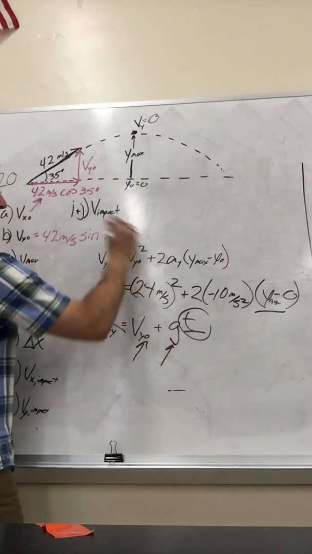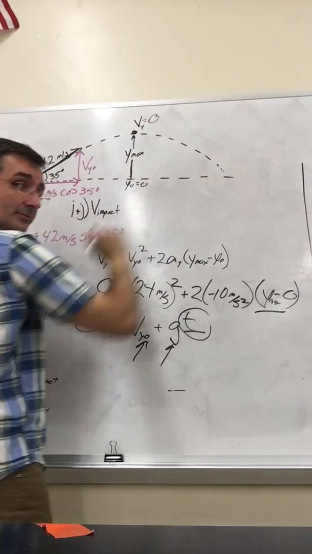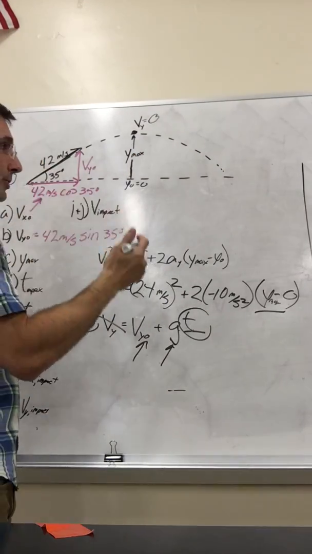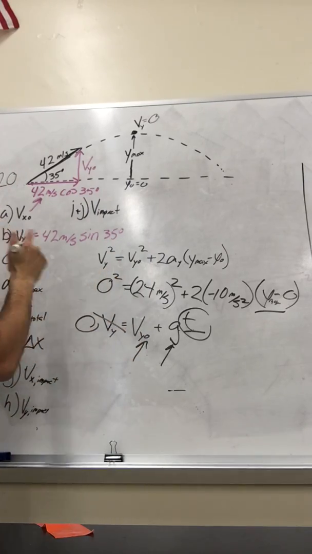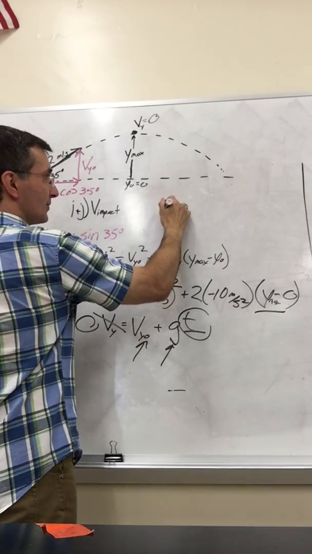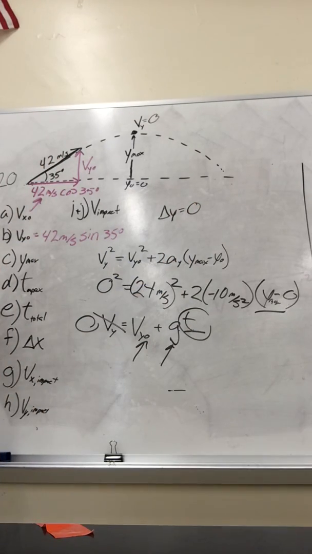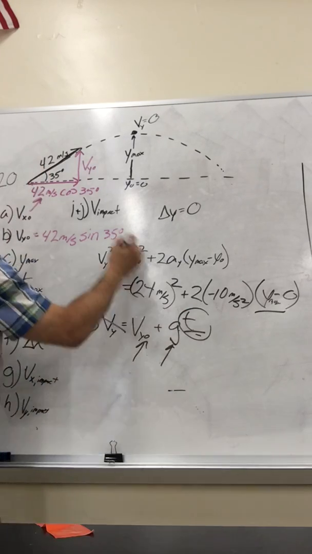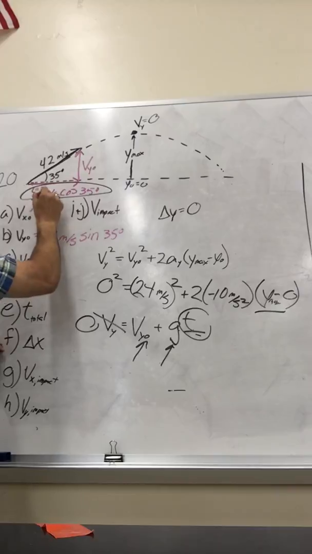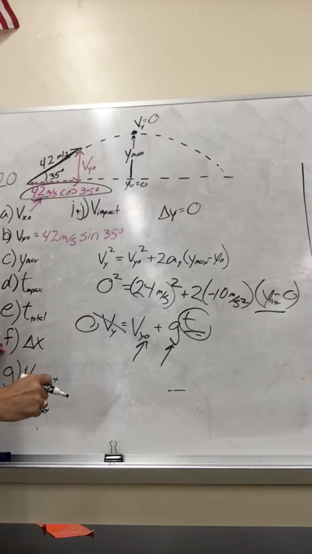Total amount of time. This is the amount of time it takes to get to the apex, double it, okay? Or you could use the second equation and use delta y equal to 0 for your displacement. Delta x, now that we have the time, just multiply it by your horizontal velocity.